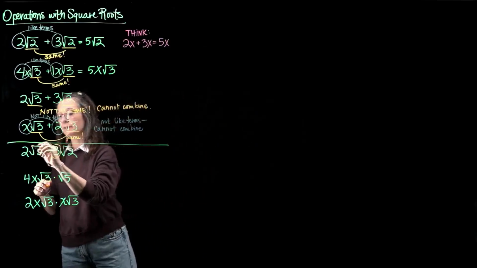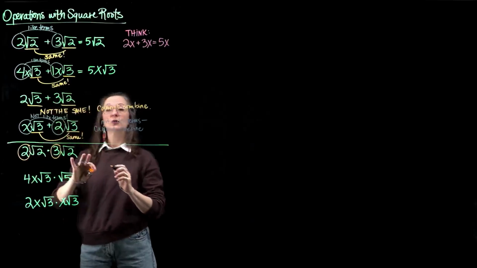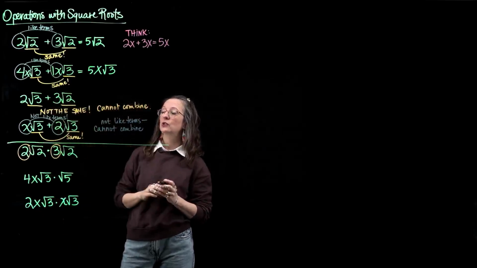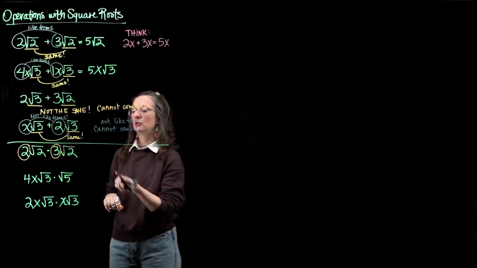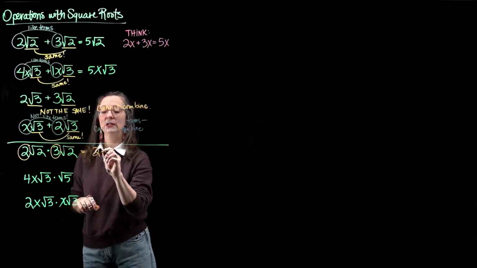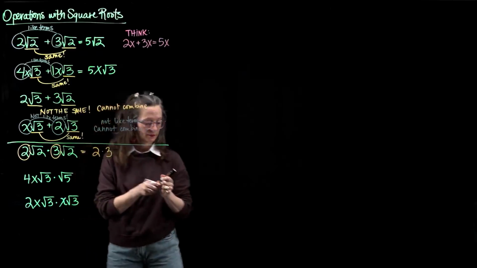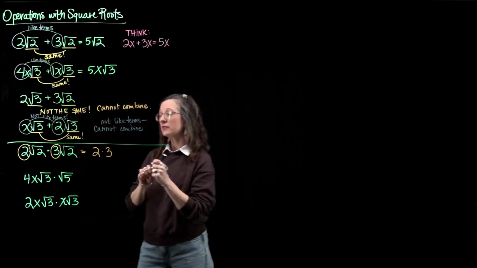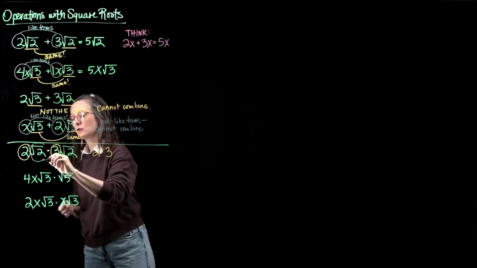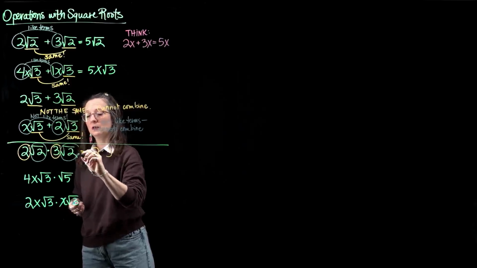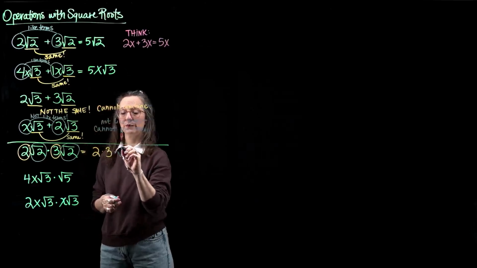So in this situation where I have 2 square root of 2 times 3 square root of 2, this would be 2 times 3. And then we're going to multiply it by square root of 2 times square root of 2.